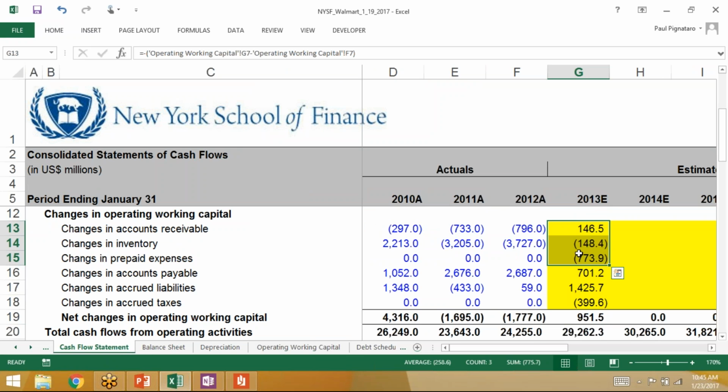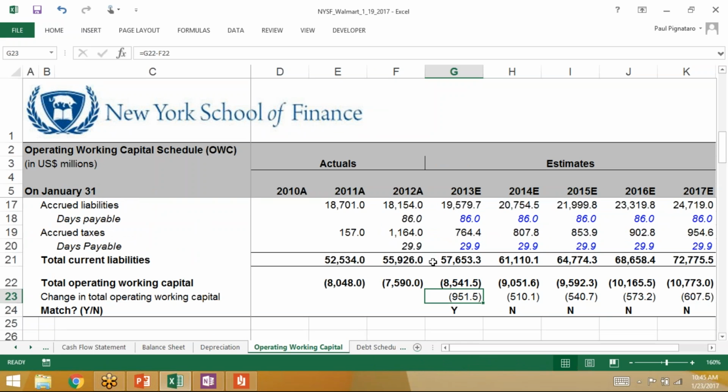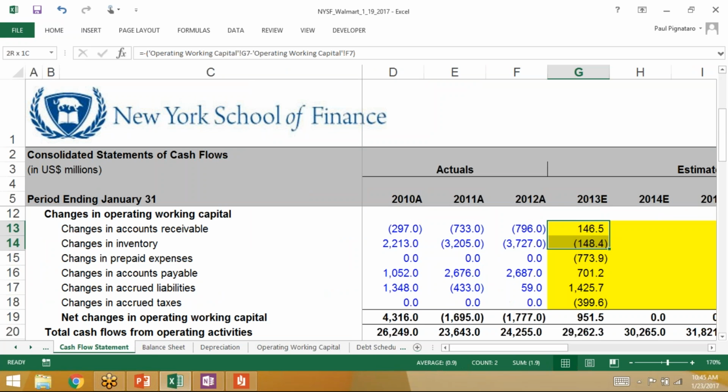Why does that match work? Well, you're basically calculating changes in working capital two different ways. Here you're taking the differences and adding up the differences. Here you're taking the total working capital and then subtracting the totals. So you're either taking a difference of the total or you're summing the individual differences. You're calculating the same number two different ways. It's a great way to check and ensure your signs are going the right way. So if this says no, then you know you've done something wrong.